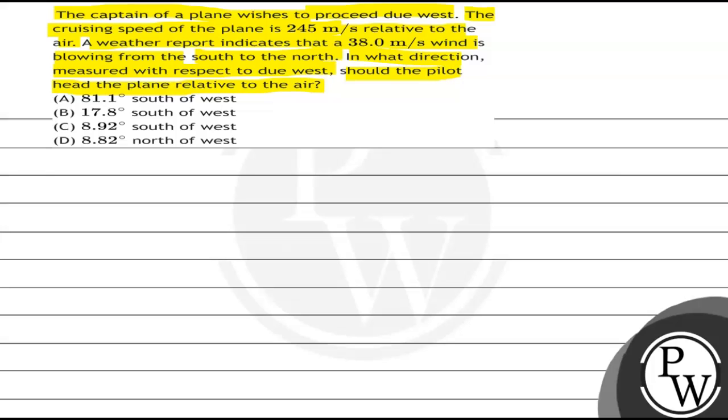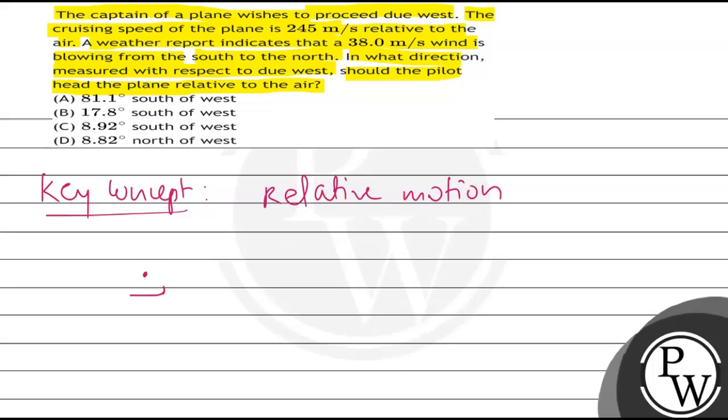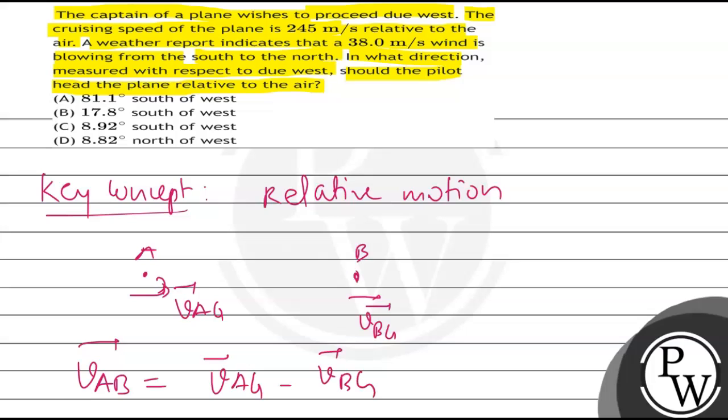So, the key concept involved in the question is relative motion. Let us suppose this is object A, which is moving with a velocity Va with respect to the ground, and this is object B, which is moving with a velocity Vb with respect to the ground. So we can write the velocity of A with respect to B is equal to velocity of A with respect to ground minus velocity of B with respect to ground.